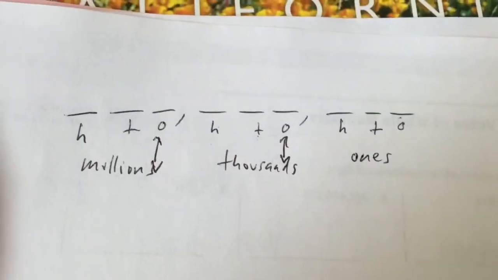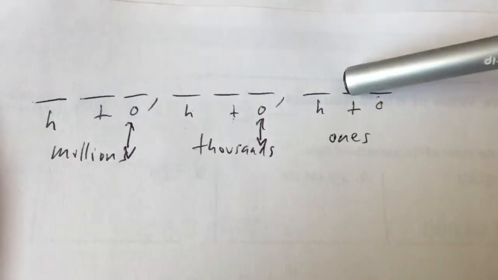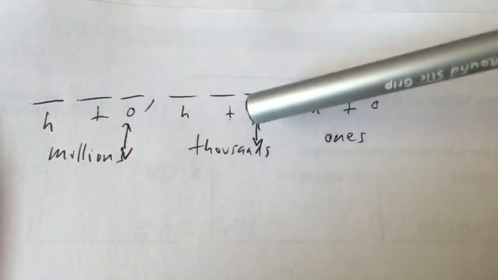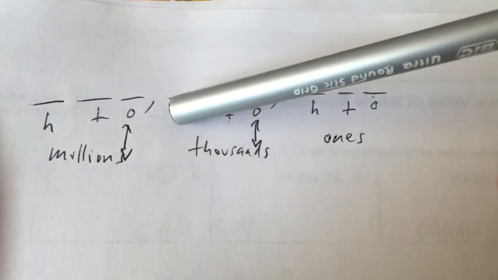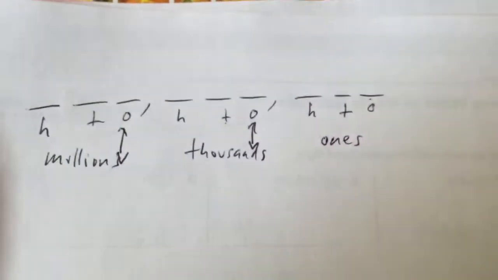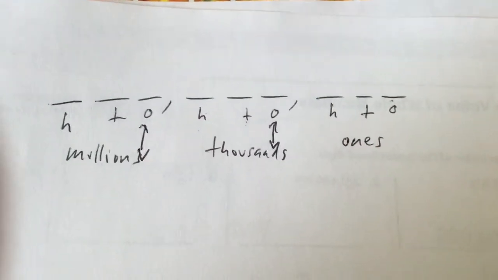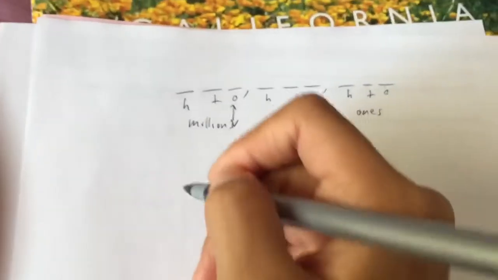So keep practicing that with your child, especially if they're struggling in this lesson. Ones, tens, hundreds. Thousands, 10,000s, 100,000s. Millions, 10 millions, 100 millions. So each spot is really important. Let's take a number.